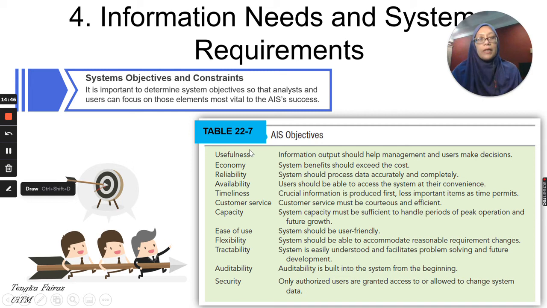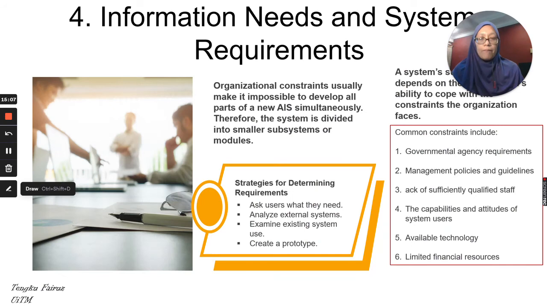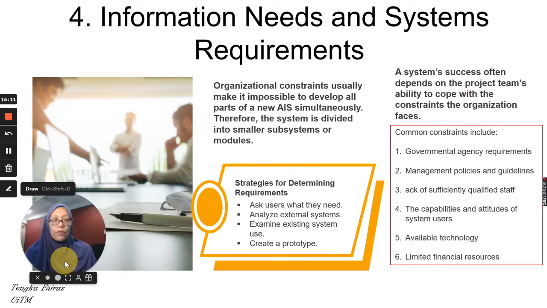For example, the AIS must be useful, have economy, characteristic, reliability of the system, availability of the system, timeliness, and so on. So I think you need to refresh what you learned in AIS 615. Those are the same concepts implied here under information needs and system requirements. And then they also need to identify the constraint.